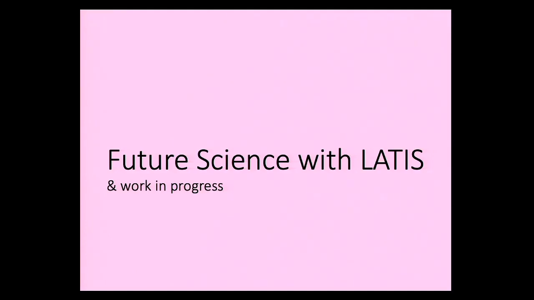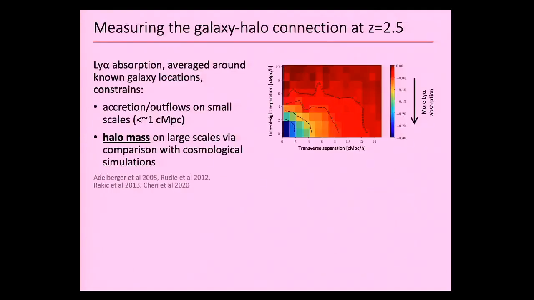But there's a lot of other applications of this data set. Let me just share a little bit of the ongoing work. One thing that you can do is to look around the positions of galaxies and measure the average amount of Lyman-alpha absorption. And that's shown in maps like this, which are collapsed from 3D to 2D by showing just the transverse separation on the plane of the sky and the line of sight separation, and the color is the amount of absorption. So if you do this on small scales, you can learn about accretion and outflows, and if you do it on large scales, you're mainly learning about the dark matter halos that these galaxies live in.